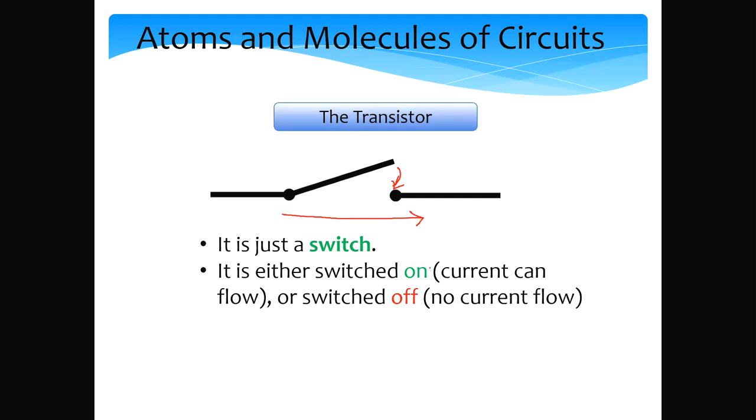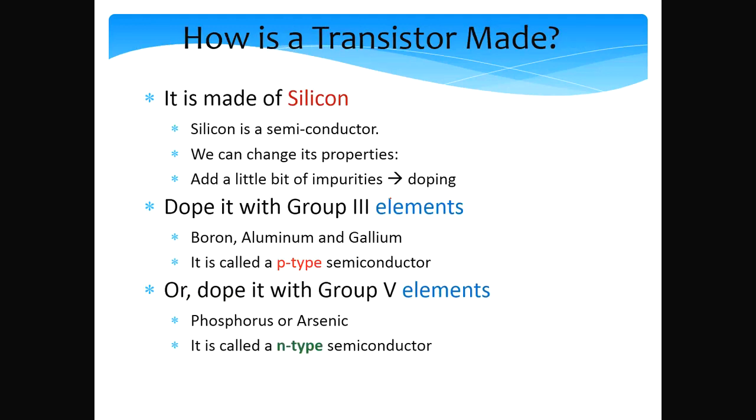When the switch is on, the current can flow from this terminal to this terminal, and if the switch is off, there is no current flow. So the transistor works like an open circuit when off. This is the most basic element of a circuit. It's just a simple switch.